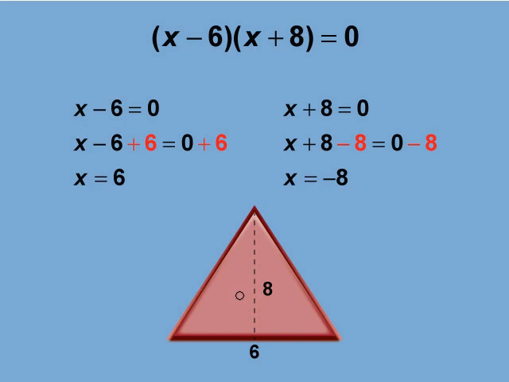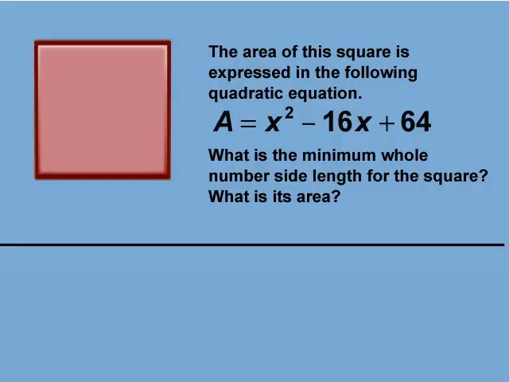Let's look at a final example. The area of this square is expressed in the following quadratic equation. A equals x squared minus 16x plus 64. What is the minimum whole number side length for this square? What is its area?